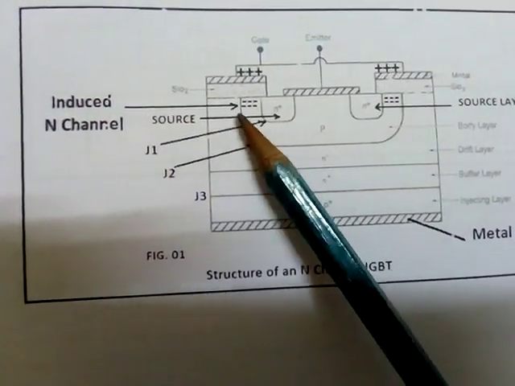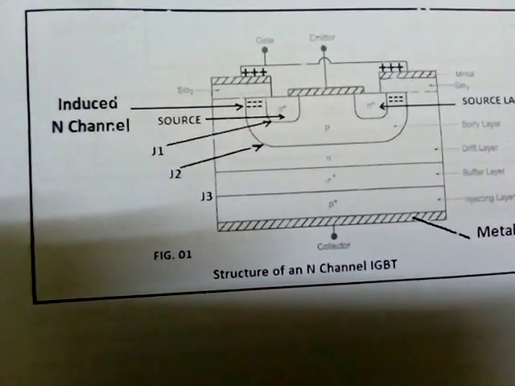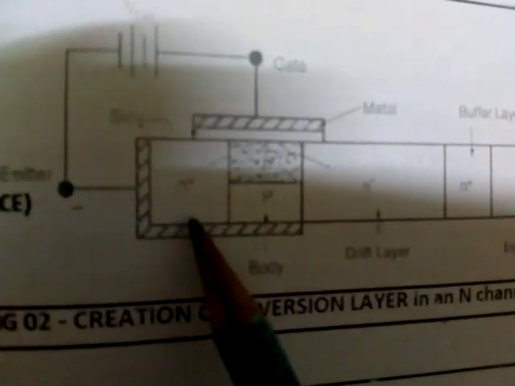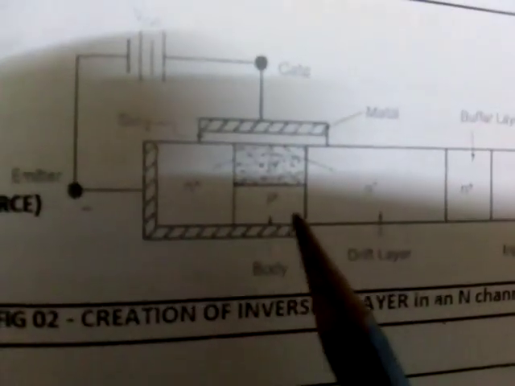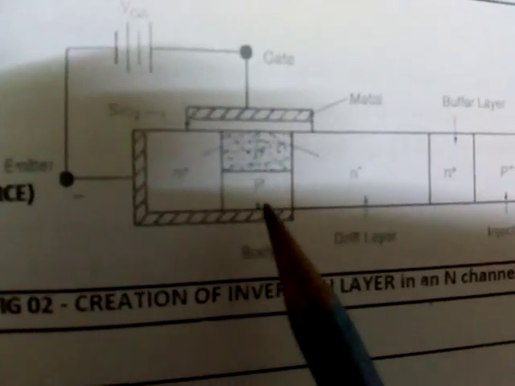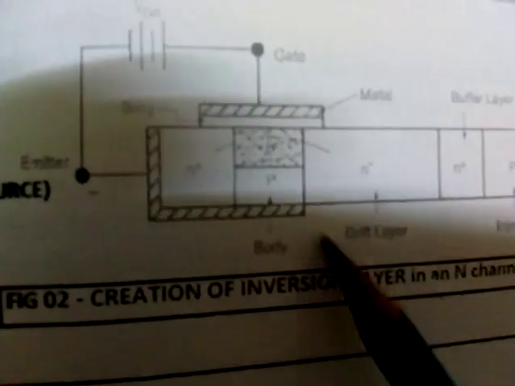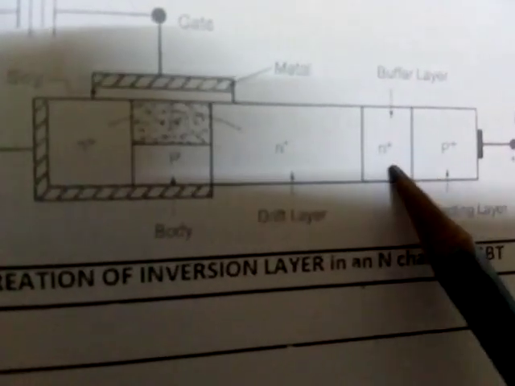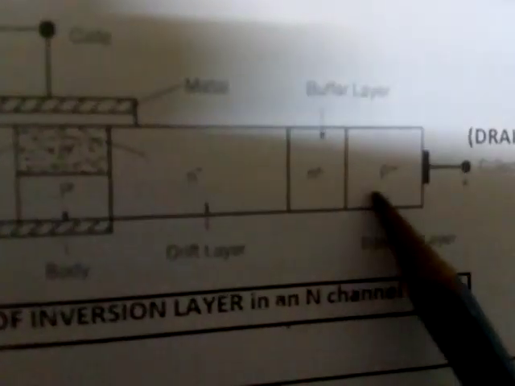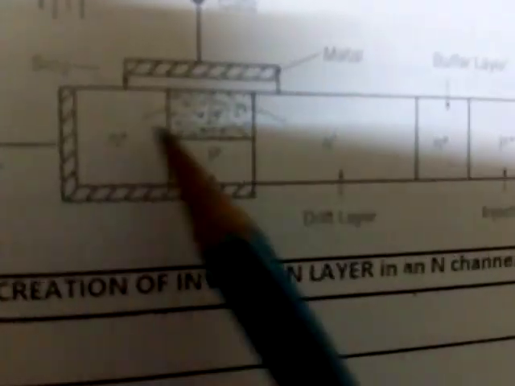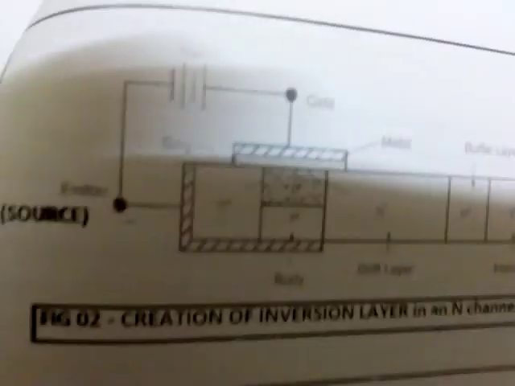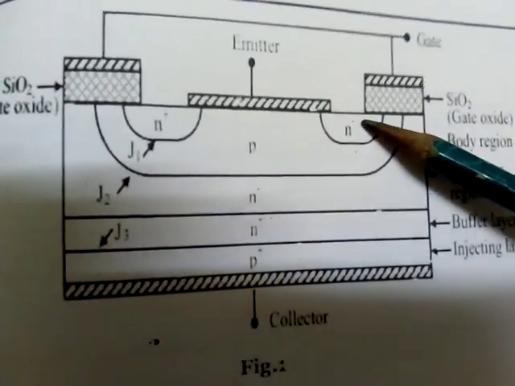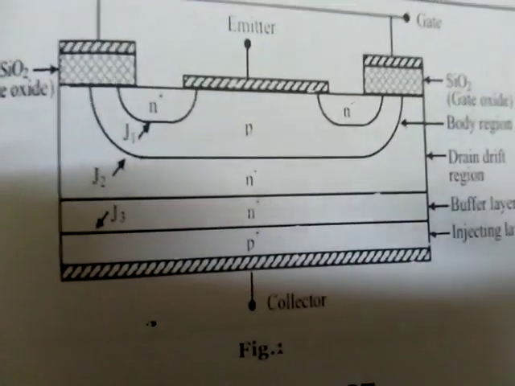See here, channel is induced when gate is given. Emitter or source. Emitter is N. Then we have gate on the P-type body. Then we have drift layer. And buffer layer we may have or not. Then we have drain. N, P, N, P.